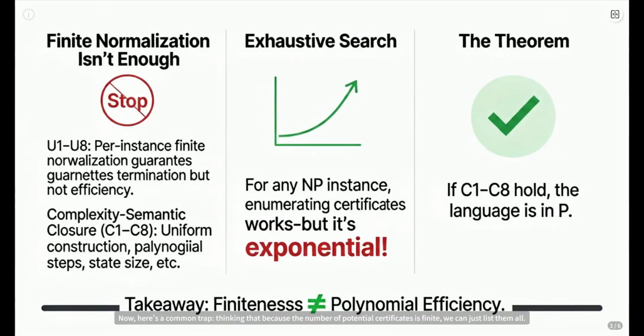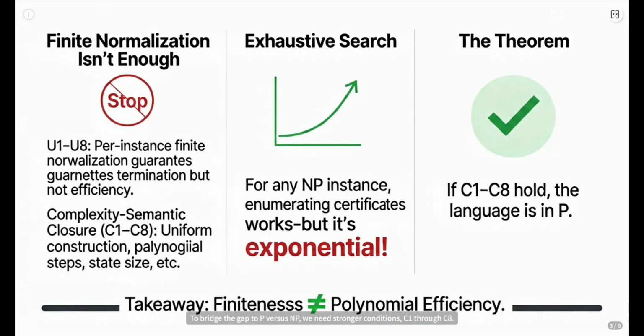Now, here's a common trap, thinking that because the number of potential certificates is finite, we can just list them all. Well, technically, yes. For any given instance, you could eventually find the answer by checking every possible certificate. This satisfies basic normalization conditions, let's call them U1 to U8. But here's the catch, that exhaustive search is usually exponential. It might terminate, but it won't be efficient.